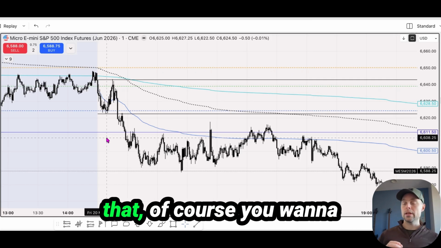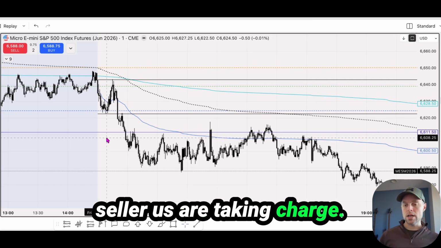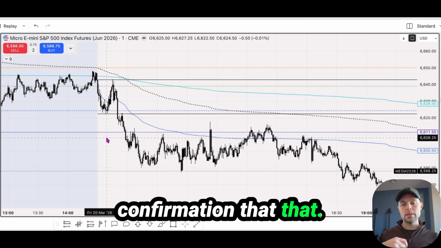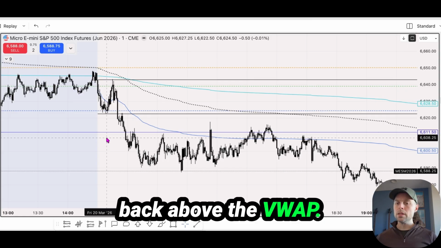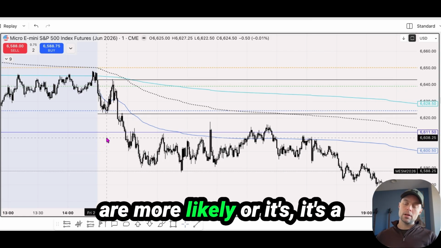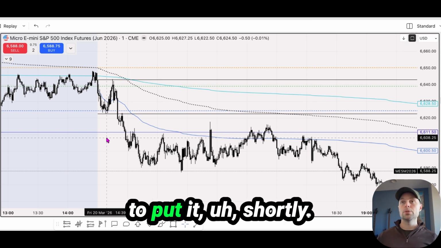You want confirmation that it's not just going to rip down through and sellers are taking charge. But if you see a good interaction, some confirmation that buyers are stepping back in and price is coming back above the VWAP, then you have a high probability setup, and it's a high probability win if you go long in that situation, to put it short.